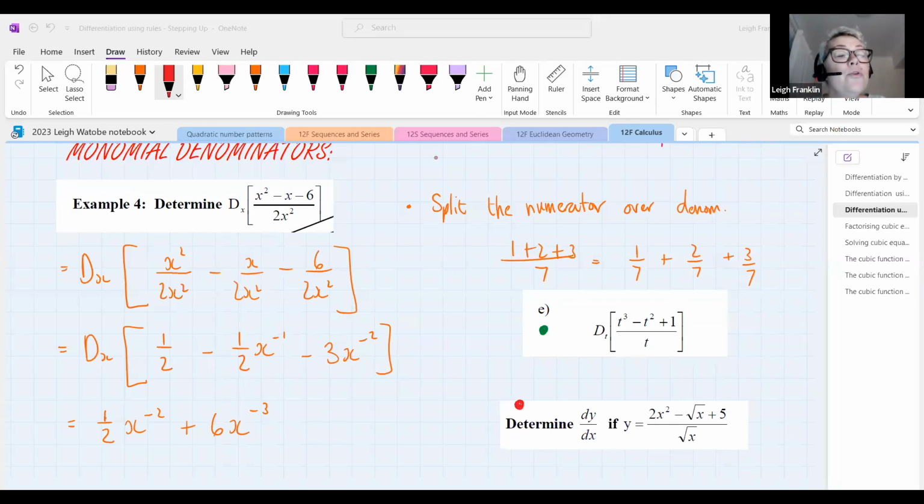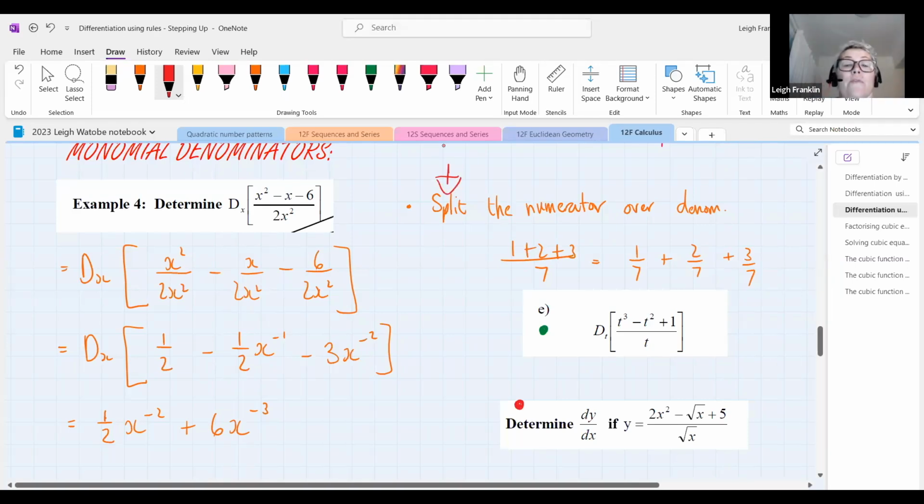All right, if you were struggling in understanding this question, this is what we do when we have a monomial denominator. We are going to split the numerator over the denominator, so each part of the numerator is written over the denominator. You can see in my first term, I've got x squared over 2x squared. In my second term, I've got minus x over 2x squared. And in my third term, I've got negative 6 over 2x squared. What this allows me to do is simplify each fraction using my exponent laws.